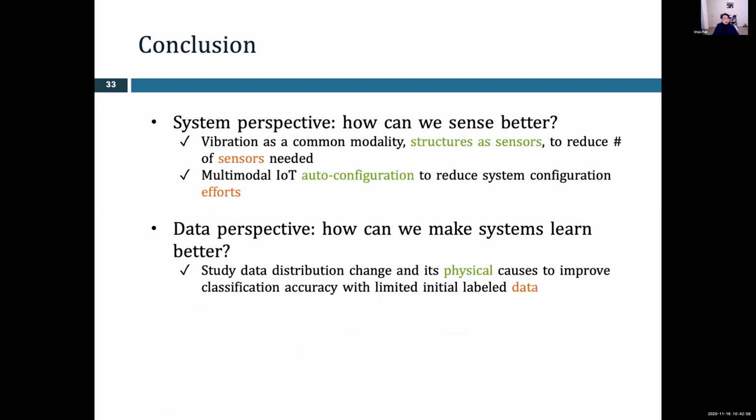So in conclusion, we worked on both the system perspective and the data perspective to try to make the system sense better with less resources. We use vibration as a common modality to reduce the number of sensors needed. And we used multimodal IoT systems and their complementary information to automatically configure the system and reduce the configuration efforts. And from the data perspective, we studied the data distribution change and its physical meaning to improve the classification accuracy with limited initial labeled data.